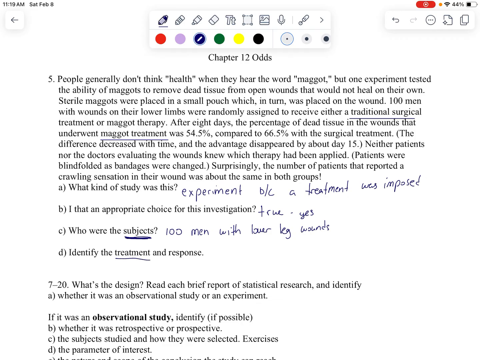Again, for the different parts of this, we have to know what a treatment is and what the response is. The treatment was a wound care. A factor is what we change. In this case, the factor was the wound treatment. This happened at two different levels: maggot therapy and traditional. So my treatments are related to my levels, and therefore there are two treatments: the traditional and maggot therapy.